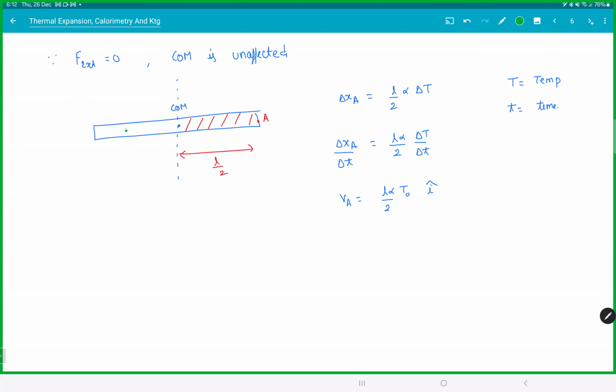Similarly, when you talk about B, the reason why B is expanding is only because of this length. Think of it like this. See, how much your elbow moves will depend on your motion from the shoulder, right?